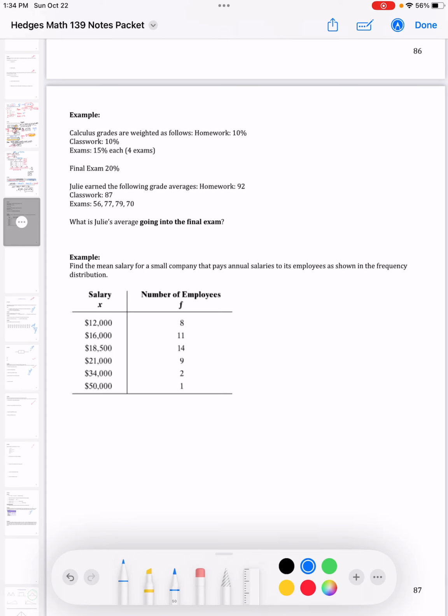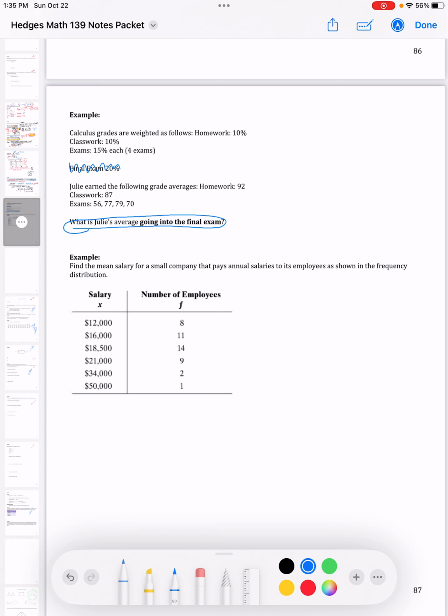So here we got another weighted grade for homework, classwork, and exams, and final exams are each worth something different. Notice this time, what's our grade going into the final exam? So we don't know what we made on the final exam. A final exam grade wasn't given.